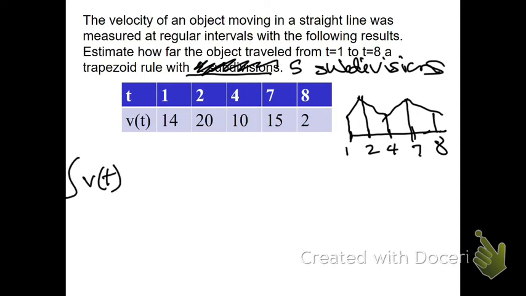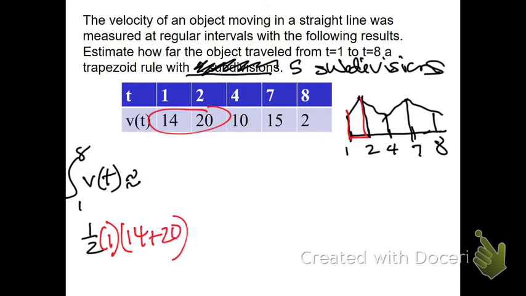So, the integral from 1 to 8 is approximately, bunch of trapezoids, ready? 1/2 of, this is 1 times the 2 heights, here and here, which are 14 and 20. Now try to look at the table and not use the graph. It was 1/2 of 1, which is what you get when you subtract these, times the 14 and the 20. You end up using both endpoints. If it were a left Riemann sum, you would have used just the 14. A right Riemann sum, you would use just the 20. Trapezoid rule, use both of them.